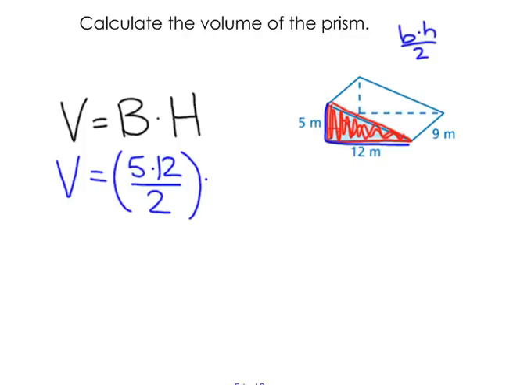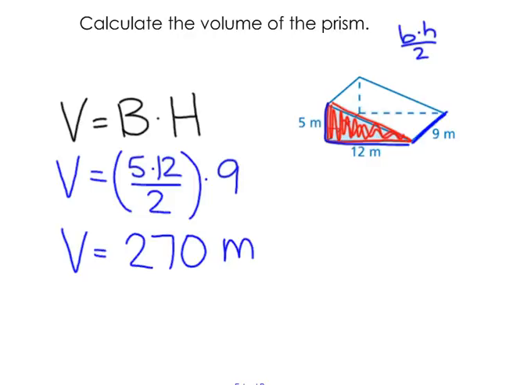And then I'm going to multiply it by the height, which is 9. So even though it's not a vertical height, it's still the length that's connecting the two bases. So our height is going to be 9 meters. Okay, we'll go ahead and work that out. And when we multiply all of those values together, we're going to get 270. And then for volume, we need meters cubed, meters to the third power.